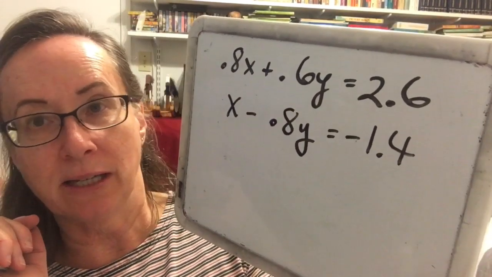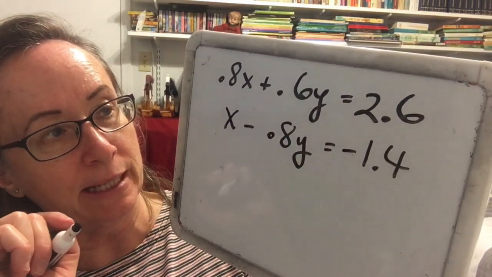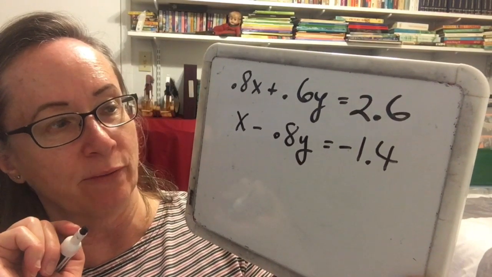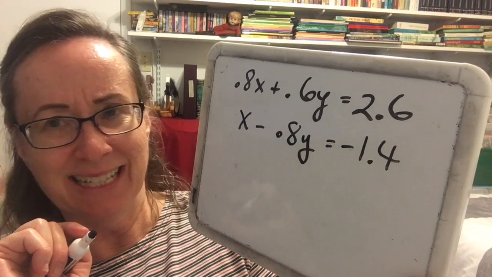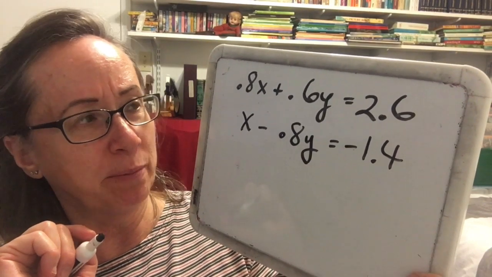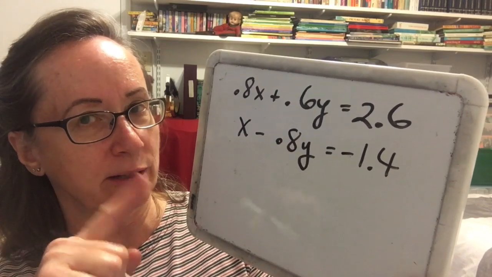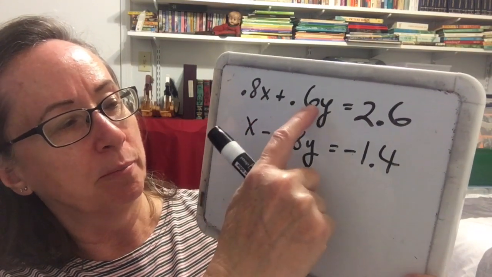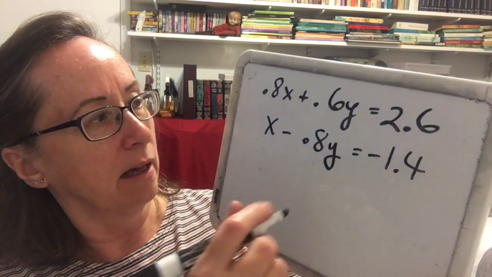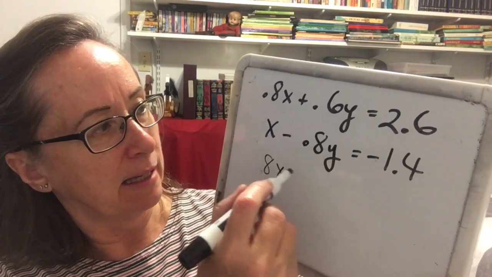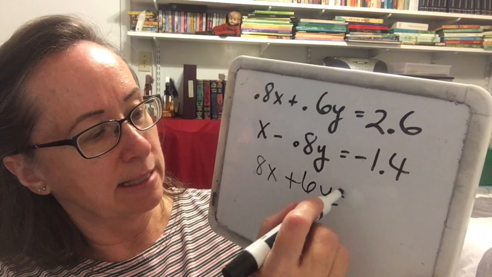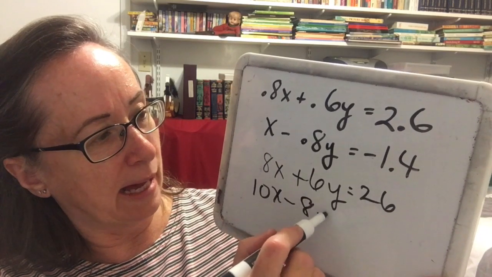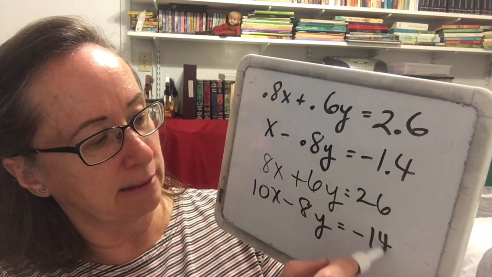Okay, this is number 7 on our problems, and this one it's got decimals in it. Can we clear those decimals by just multiplying everything by a power of 10? It doesn't even have to be the same power of 10 in both equations. As long as we do to one equation the same thing on both sides, we're great. Okay, so what if we just multiply by 10 and by 10? Okay, so we're going to get 8x plus 6y is 26, and 10x minus 8y is negative 14.